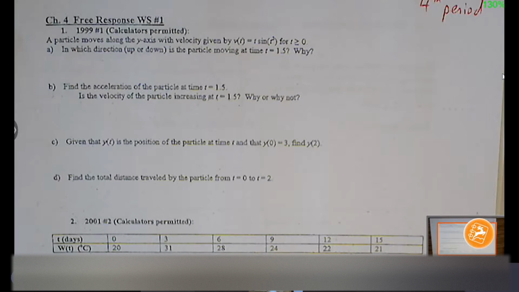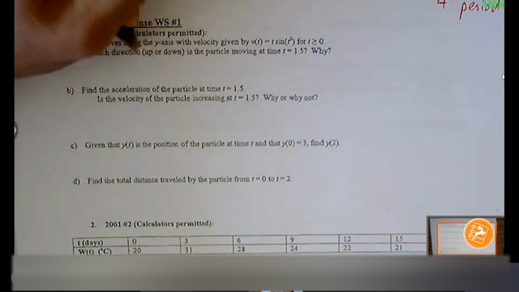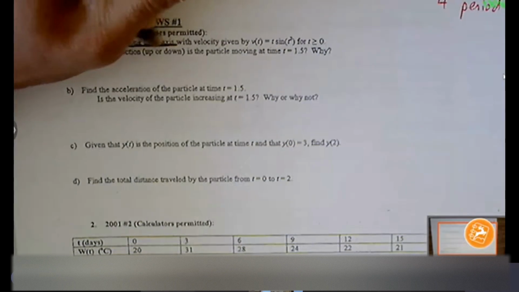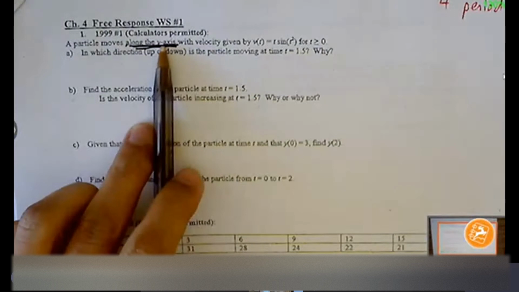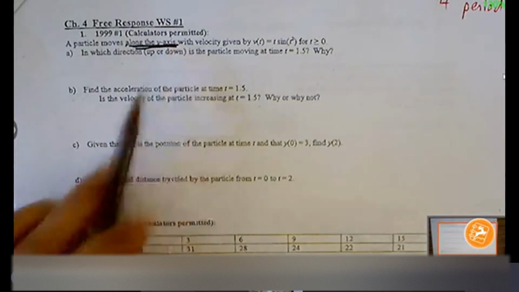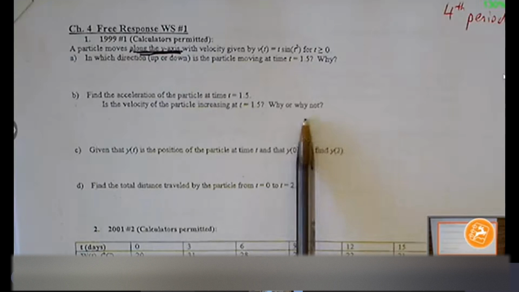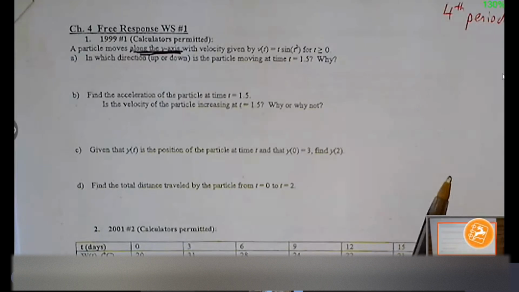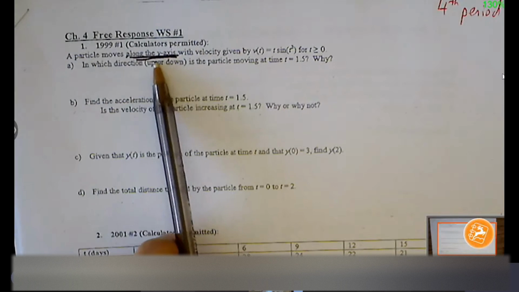Okay. So let's read number 1 here. It says a particle moves along the y-axis. So this is a particle motion problem, but I think we're more used to seeing a particle moving along the x-axis, right? Horizontal, back and forth. Left would be negative velocity, right would be positive velocity. But in this case, we just have to make that adjustment.